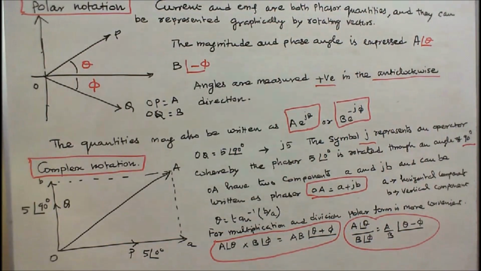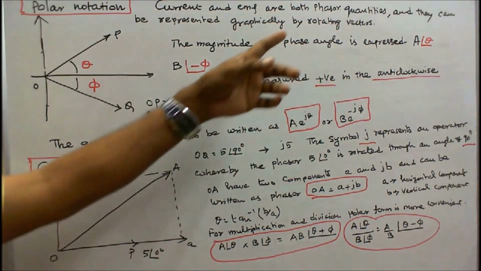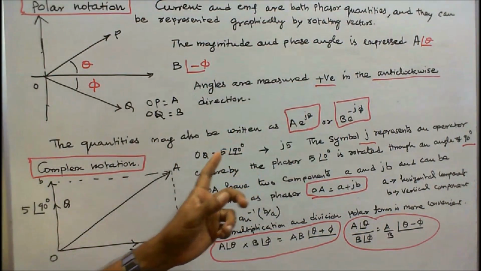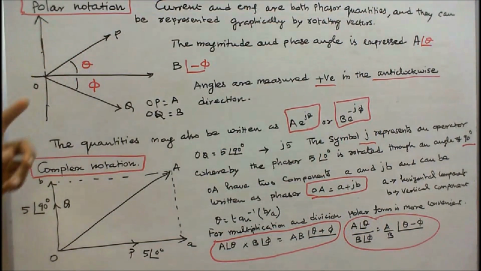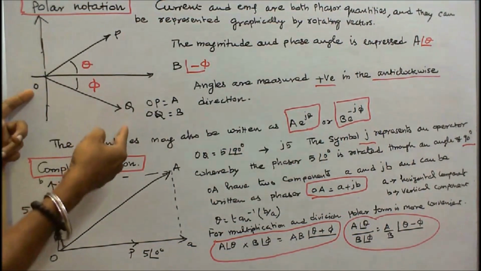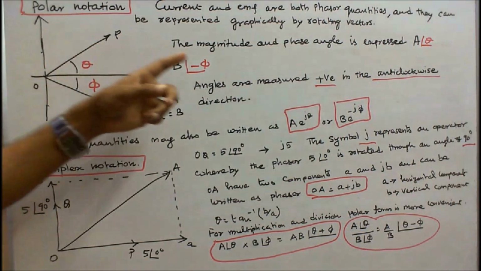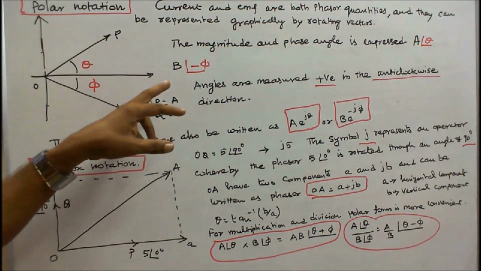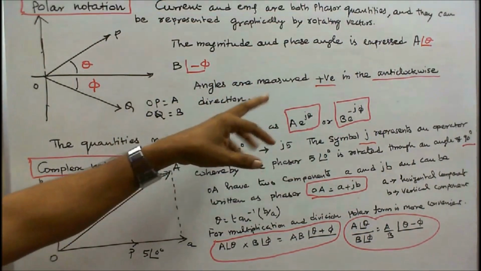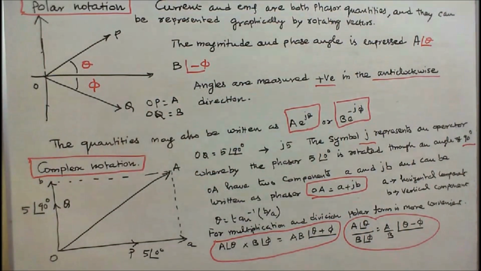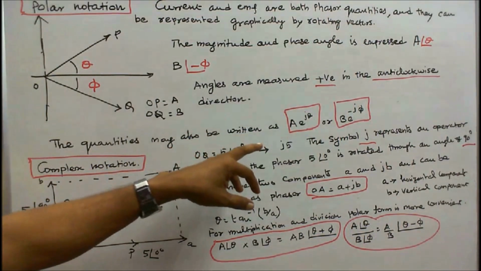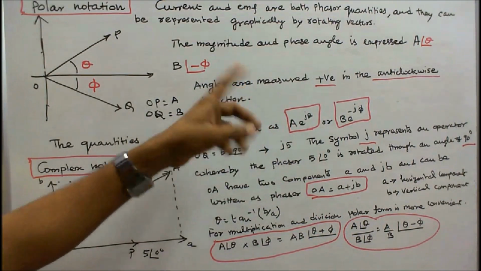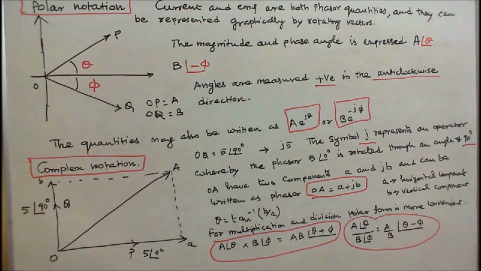We know that current and EMF are both phasor quantities and they can be represented graphically by rotating vectors. Here this is polar notation. Here OP is equal to A, OQ is equal to B. The magnitude and phase angle are expressed as A angle theta, B angle minus phi. Why do I put a minus sign? Angles are measured positive in the anti-clockwise direction. The quantities may also be written as A into e power j theta or B into e power minus j phi.